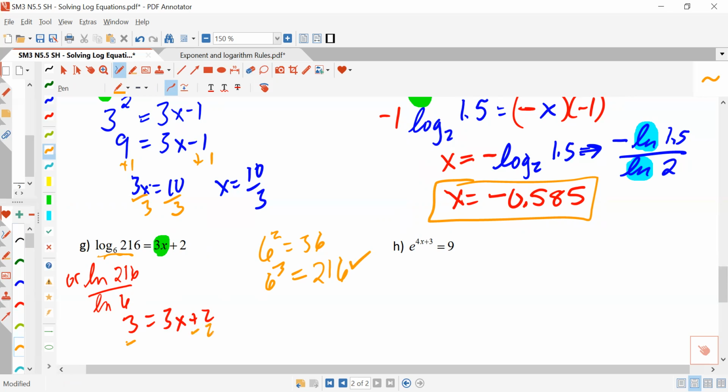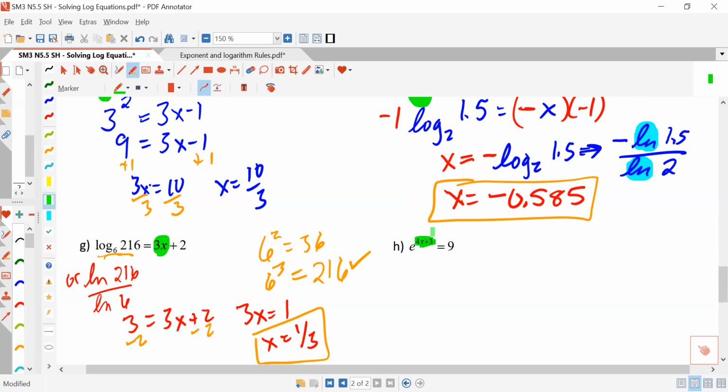So subtract the 2 from both sides. 3x equals 1. Divide by the 3, x equals 1/3. All right, next one. Once again, my variable is up in the exponent, so I need to switch it out. That's going to be log base e of 9 equals 4x plus 3.